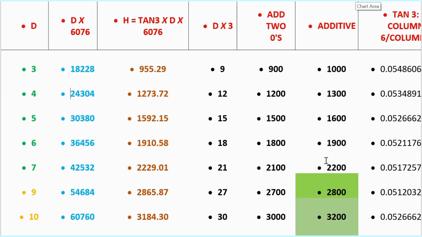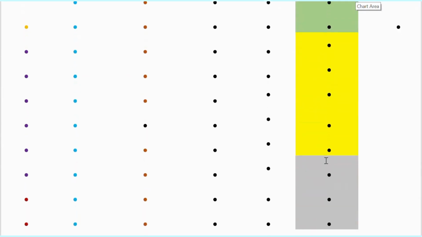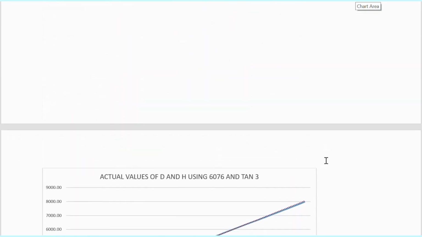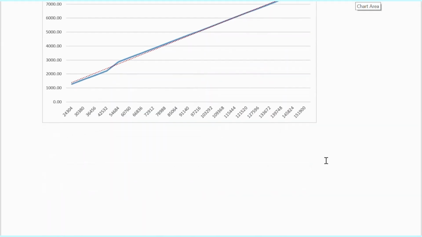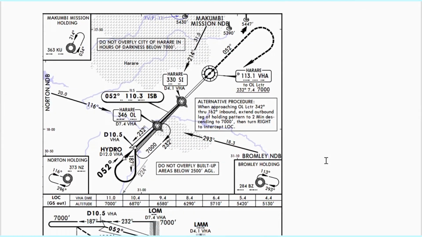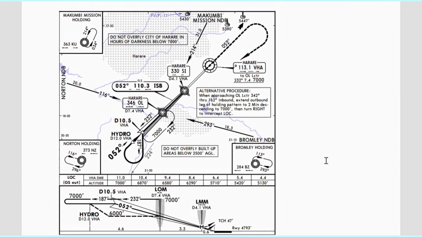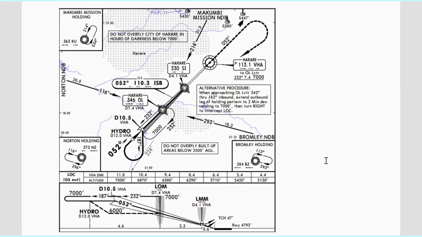You will be at a very convenient profile. I'm hoping that so far this is making sense, and if so, then what we can do now is continue to proceed onto the approach plate into Harare. What you see on the screen here is just part of the ILS approach into Harare.